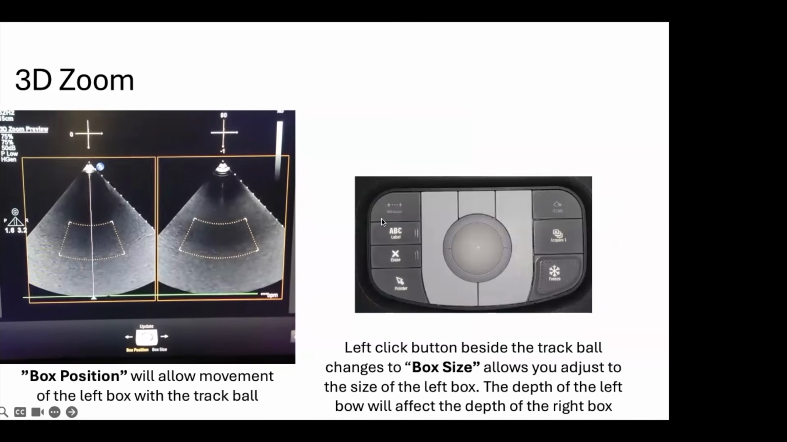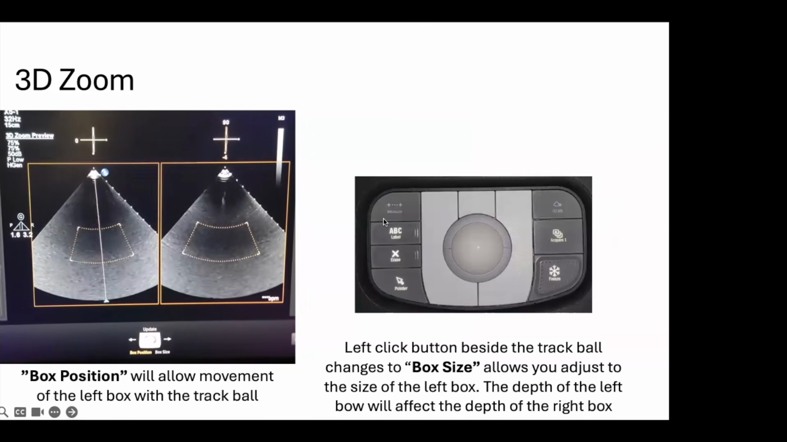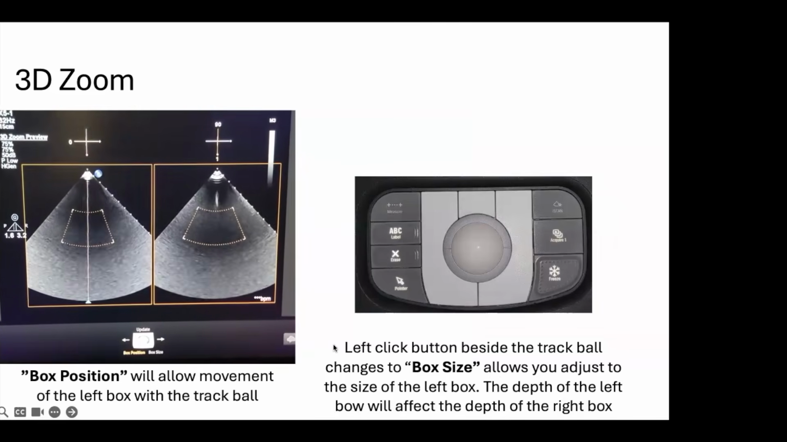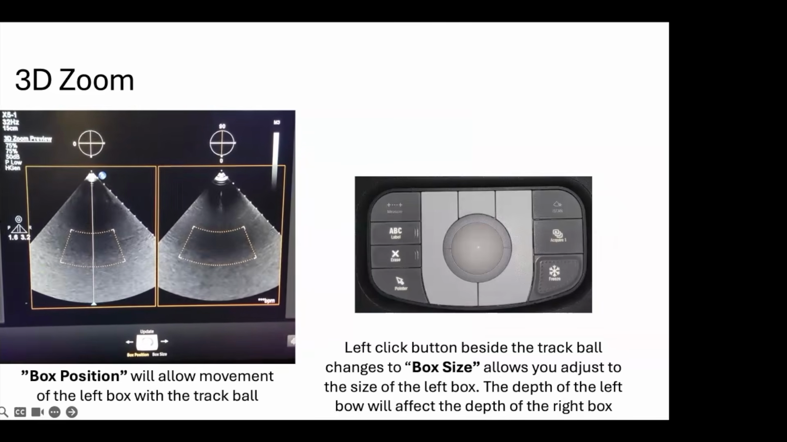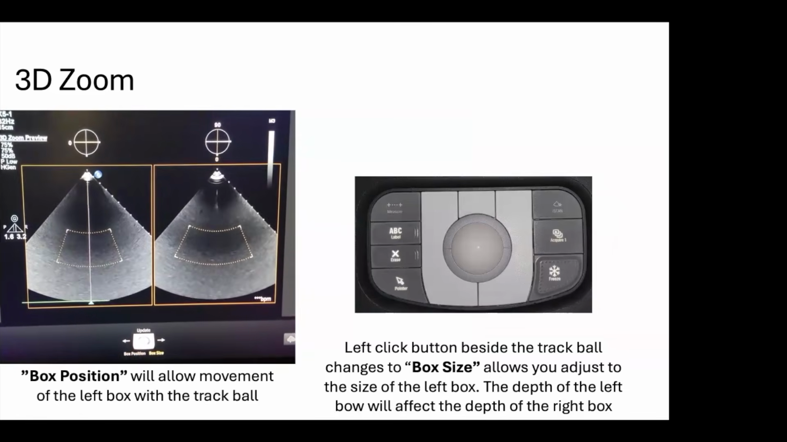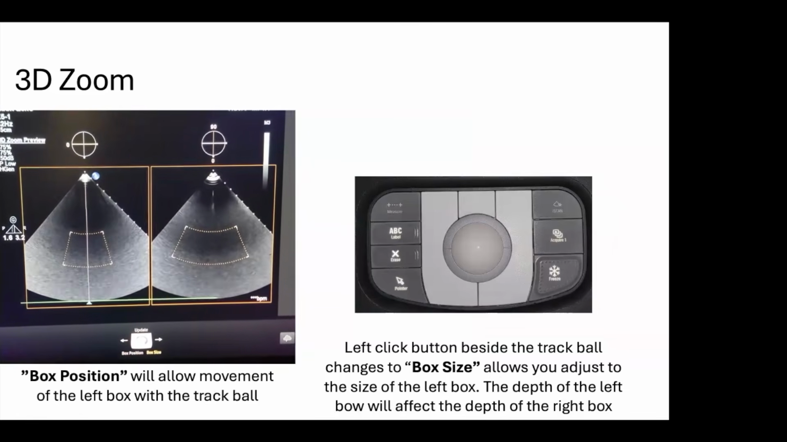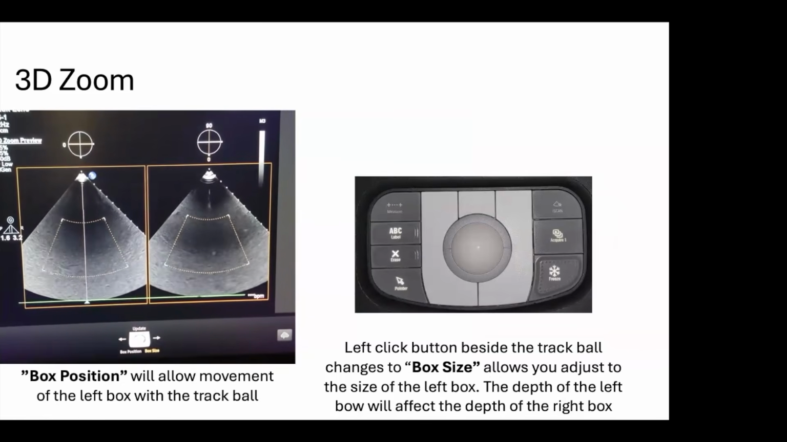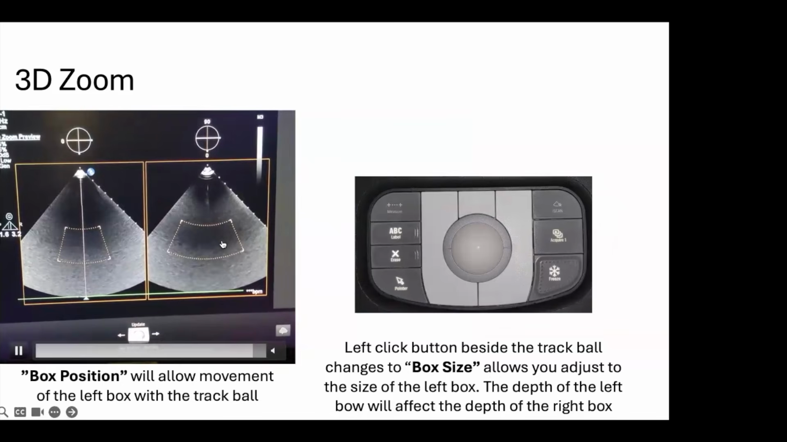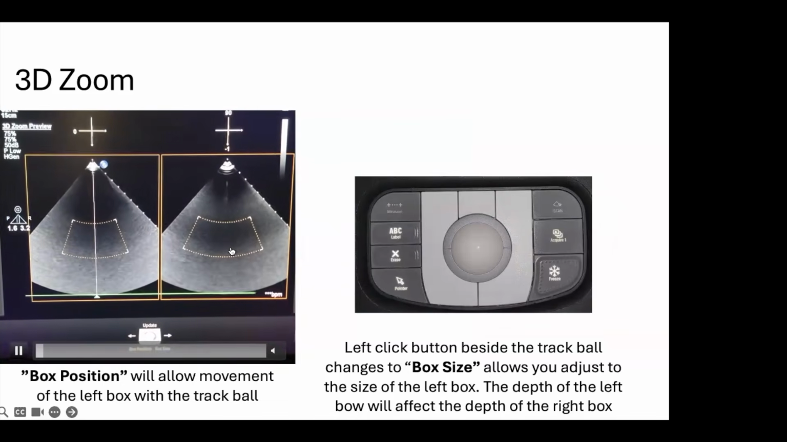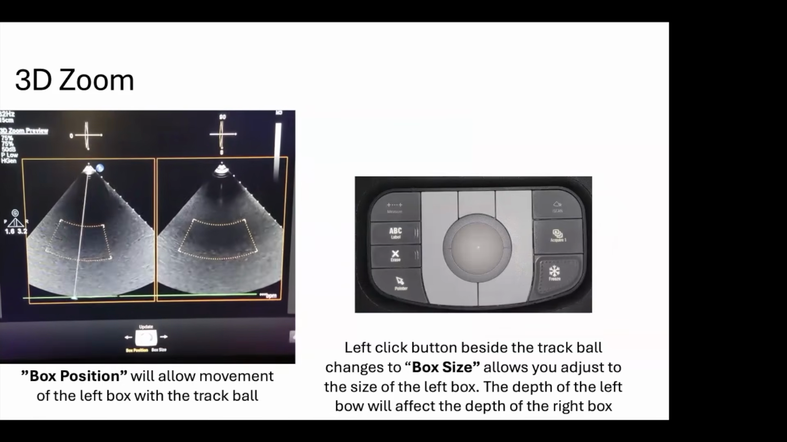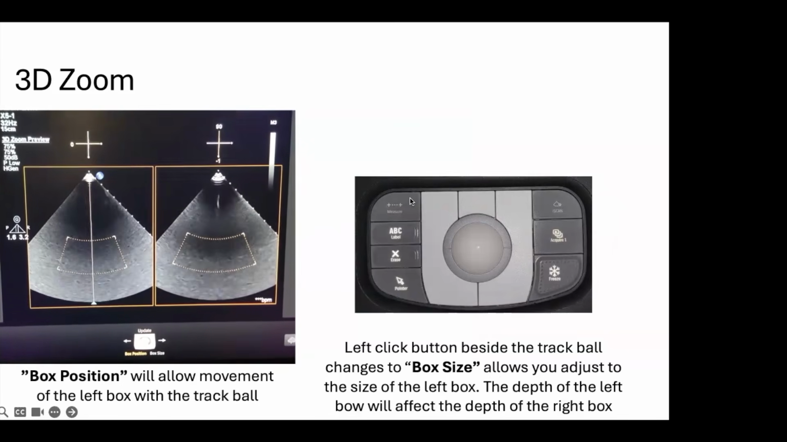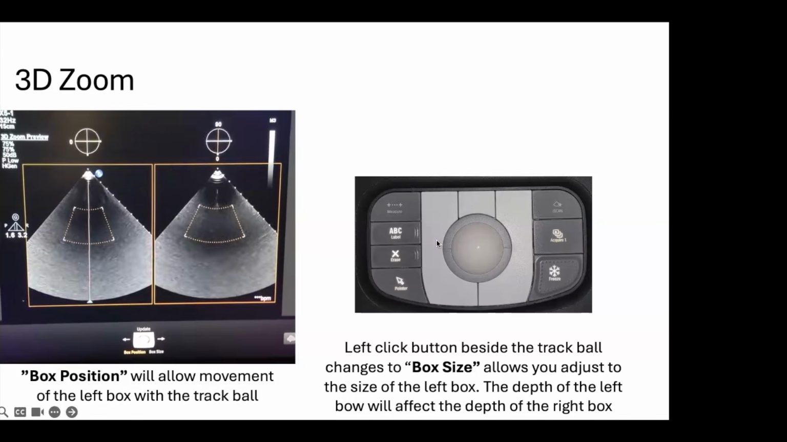So this is a video showing how you move the actual boxes. There's this box position on the bottom here, and it's lit up. And then when you use the trackball, you're able to move that left box left to right, up and down. And you'll notice that when you move the left box up and down, or you increase the size of the box up and down, it will also change the position of the right box up and down. It'll change the depth of the right box. So you're able to adjust the left-sided position and the size using the trackball and the buttons here.